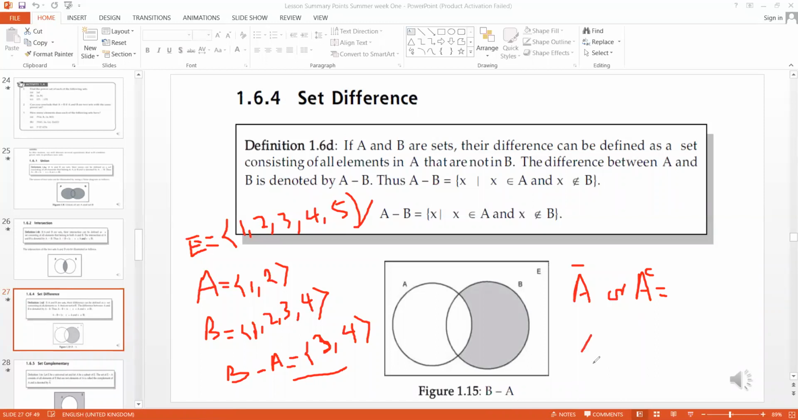So technically we'll write this. A complement are X, so that X belongs to what? Belongs to the universal set E, but are not members, are not elements of the set what? A. This is how we write it, okay? Good. And those elements will be what? 1 and 2 are in A, so they should not be members. So those elements will be 3, 4, and 5. So that is for the complement of a set.